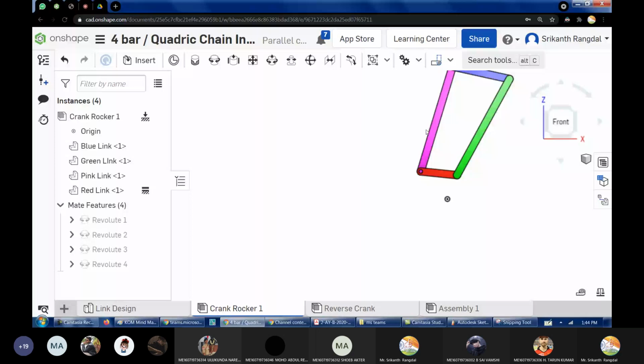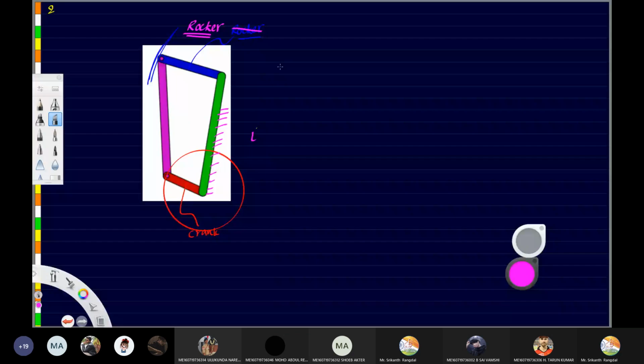So just to revise, what is the first inversion we got? We got a crank rocker.